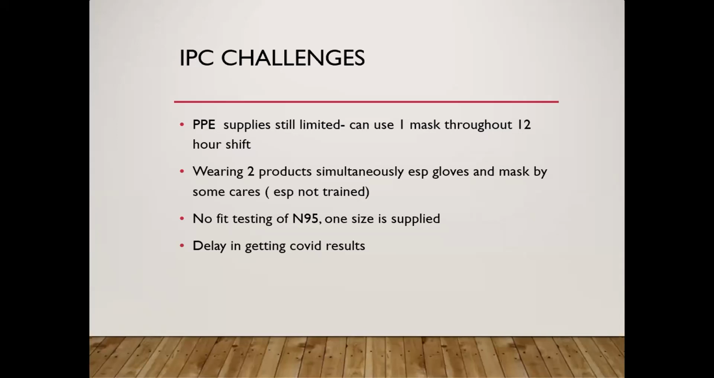And the other challenge we are having is the N95. People are not doing the fit testing, and even if we want to do it, we are only supplied with one size of the mask. So even if you fit test it and it's not the proper size for you, we go on to use that, because that is what is available. And also we have a delay in getting our COVID results. We can go for up to 4 or 5 days without receiving the results, because the tests are done at the National TB Reference Lab, which is based at Impilo.